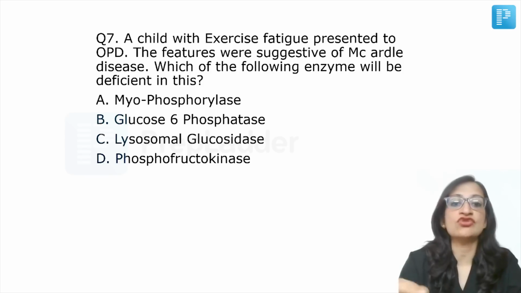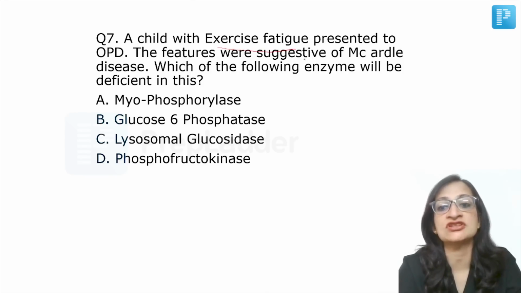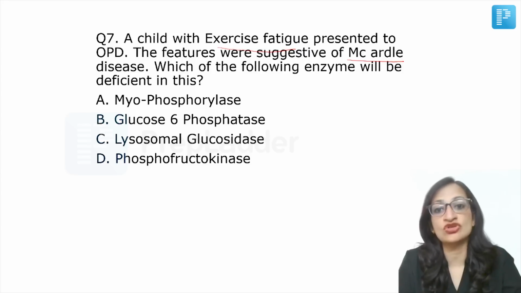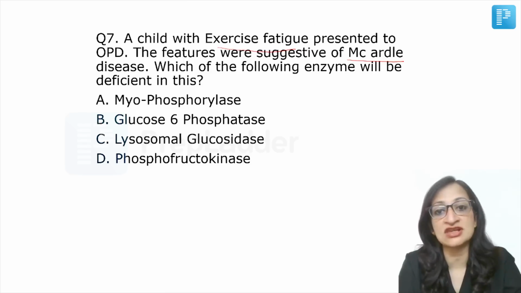Moving to the next question, what you have here is a child with exercise fatigue who presented to the OPD. There were features suggestive of McArdle syndrome. So, there you can get myoglobinuria and muscle weakness in McArdle syndrome, which is a type of glycogen storage disorder where predominantly muscles are involved. Which of the following enzymes is deficient?